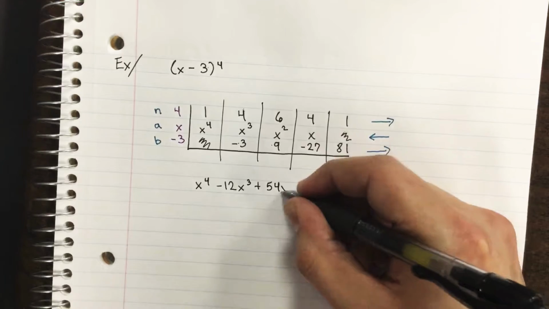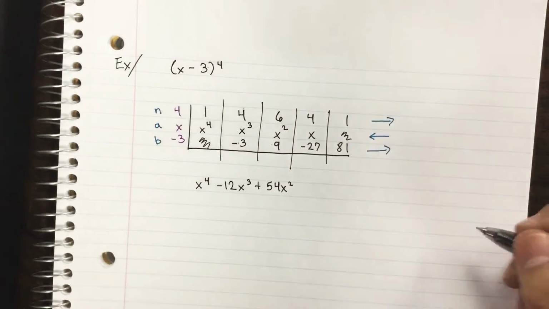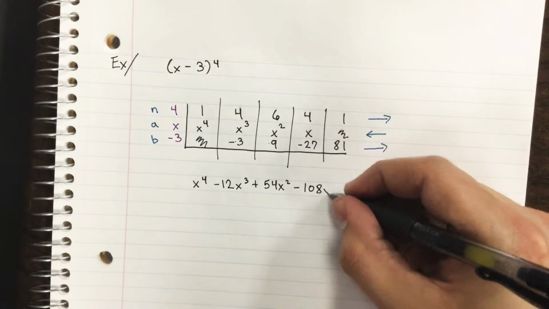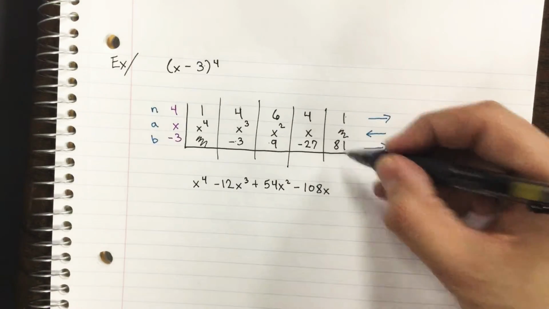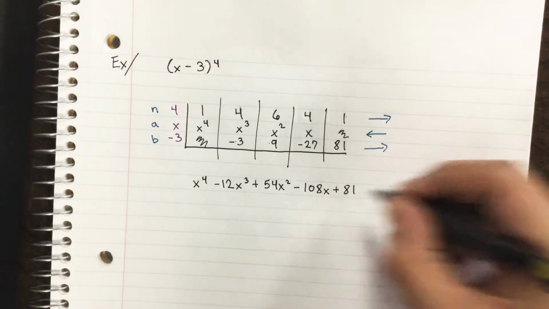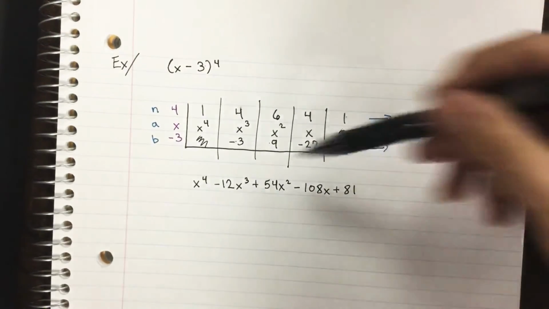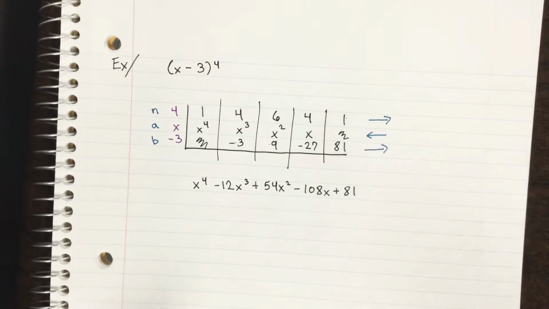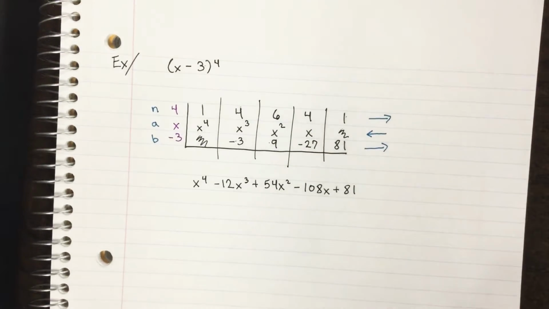And I still have X squared. -27 times 4 is -108, and I still have X. Then 1 times 81 is 81. And this polynomial is X minus 3 to the 4th power. Okay, so it's real nice and neat and organized. And that's what I like to do, okay?